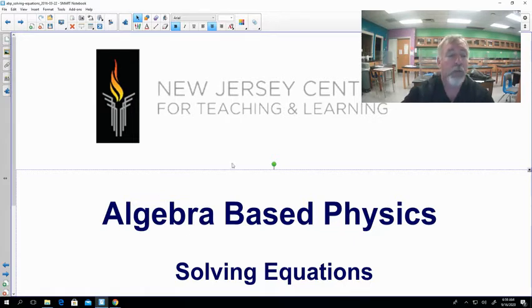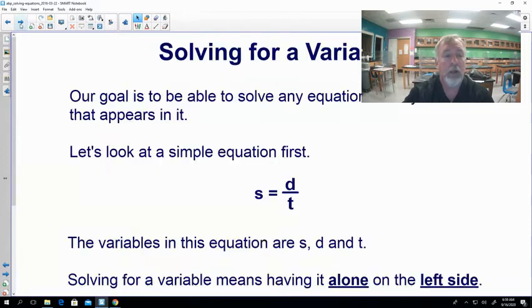All right. So the first thing I want to talk about is how do we solve an equation? So here I've got a simple equation. And we want to solve this simple equation for any variable that appears in this equation. So let's look at this real simple one. This is one we introduced a little bit yesterday, and we're going to continue on with it next week. S equals d over t. So S is our symbol for speed, d is our symbol for distance, t is our symbol for time.